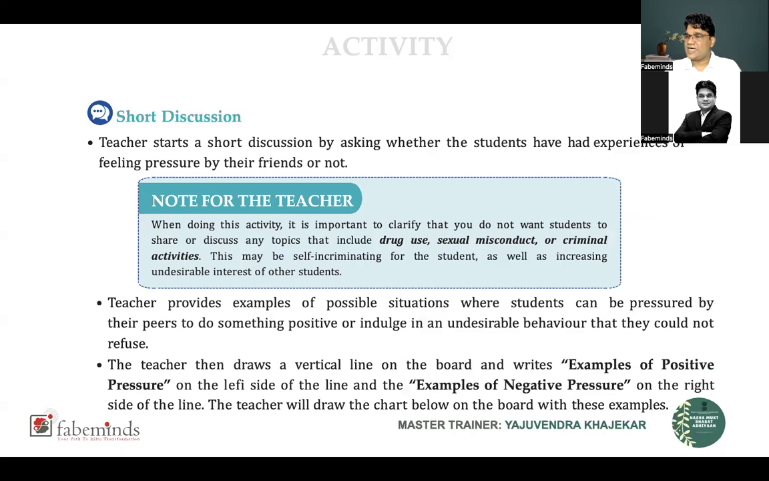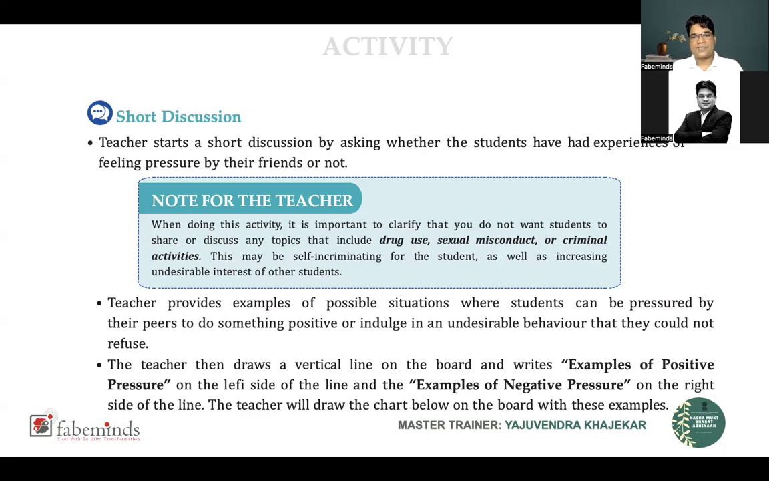Short discussion. Teacher starts a short discussion by asking whether the students have had experience of feeling pressure from their friends or not. Note for the teacher: when doing this activity, it is important to clarify that you do not want students to share or discuss any topics that include drug use, sexual misconduct, or criminal activities. This may be self-incriminating for the student as well as increasing undesirable interest of other students. So we need to avoid these kinds of discussions. We should stick to things like wanting to go to a movie or bunking the class. This kind of example would be more suitable and adequate.